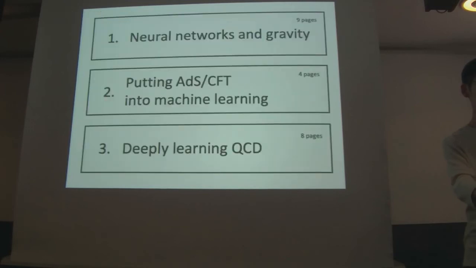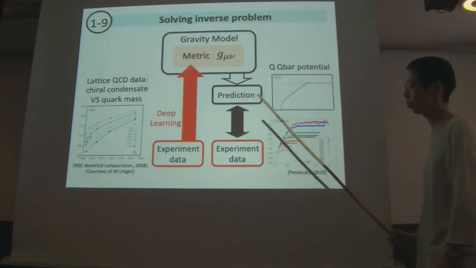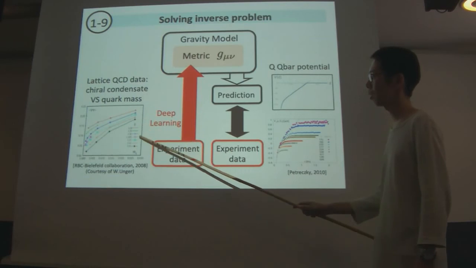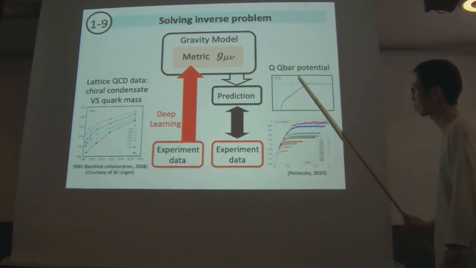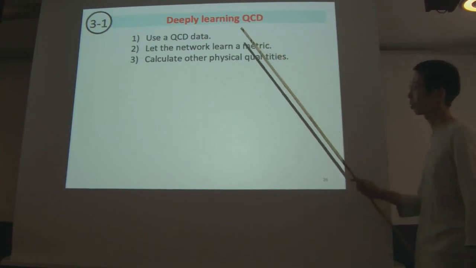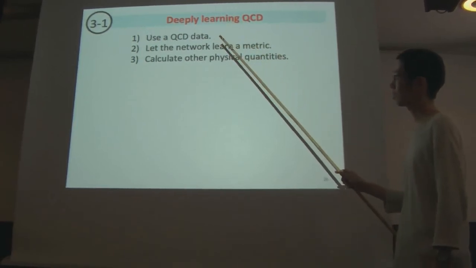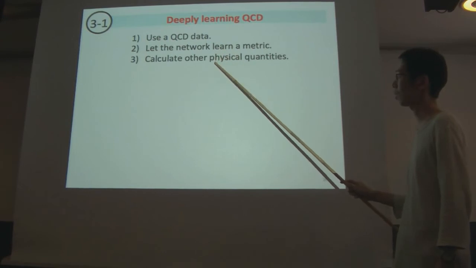So finally, let me go into these QCD experiments. This is the picture which I showed. First I pick up one data set, and then I fix the metric, then compute the Wilson loop to get this, and compare that with other lattice QCD data. So there are three parts. First I use QCD data, then second, let the network learn the metric, and then third, I calculate other physical quantities.